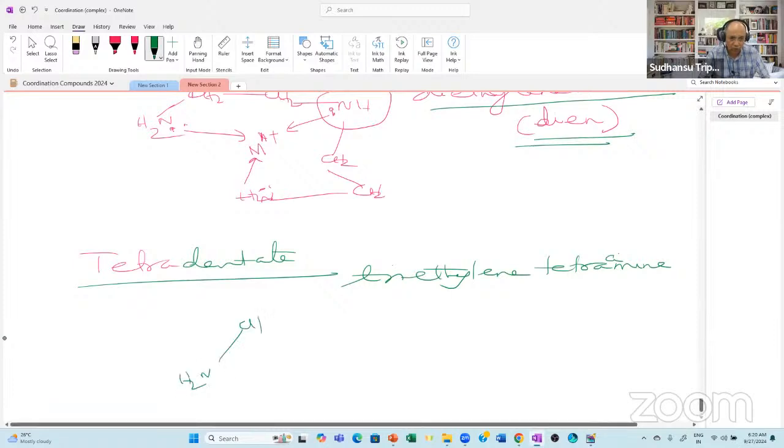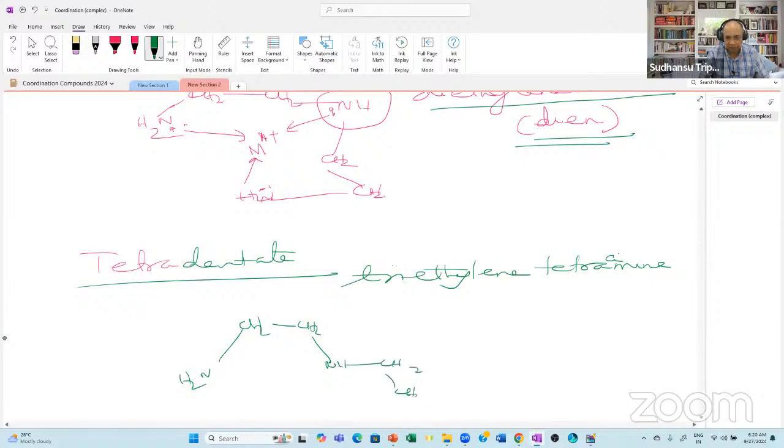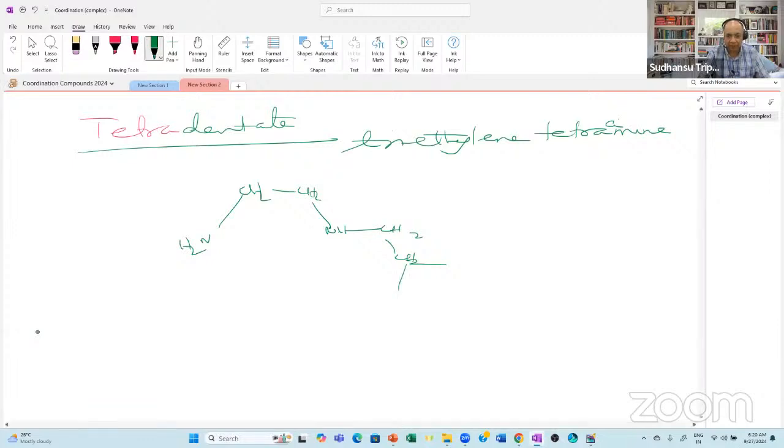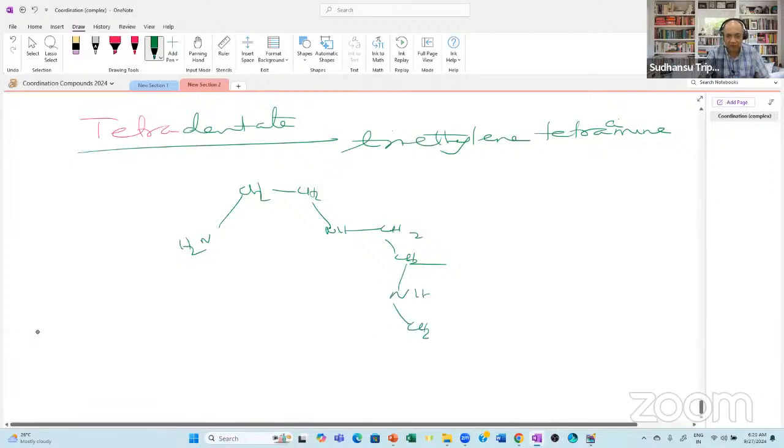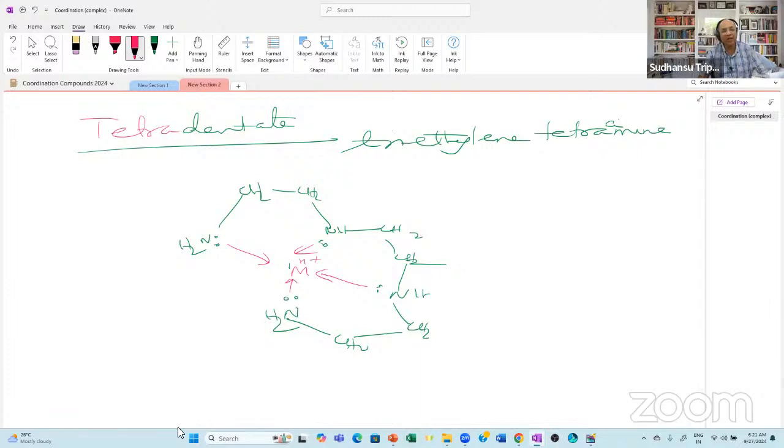So there are two secondary amino and two primary amino. In between, there will be two secondary amino. So one here, one here, one here, one here. And the metal ion will be sitting somewhere in the middle to coordinate with them. One ligand having 4 teeth will satisfy a secondary valency or coordination number of 4. And another two monodentate ligands will make the coordination number 6.